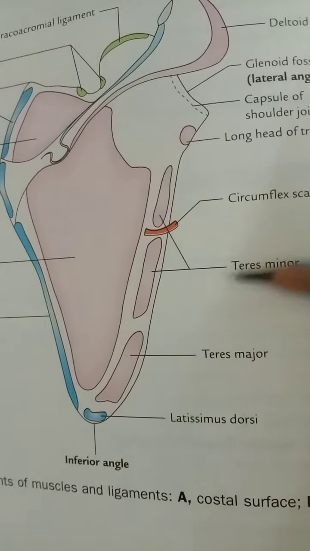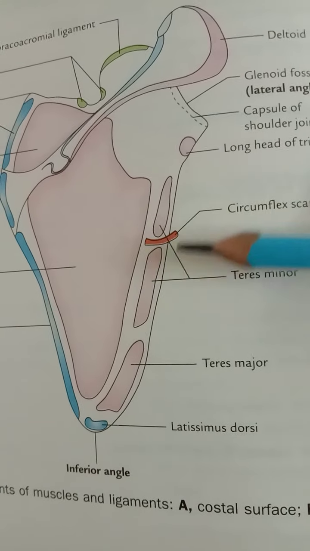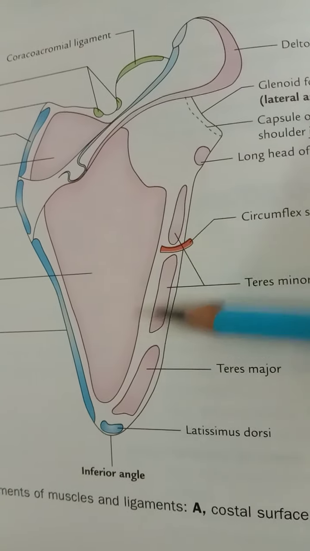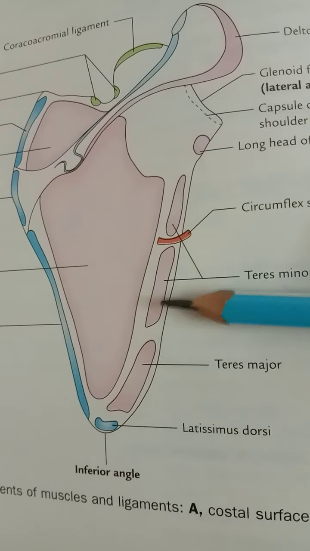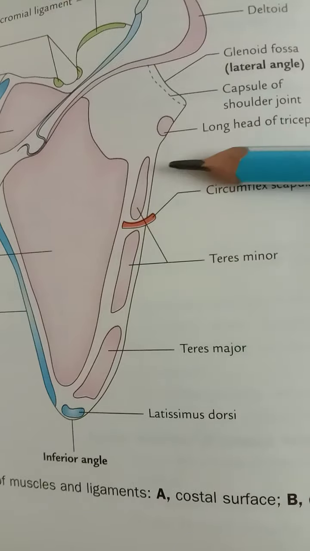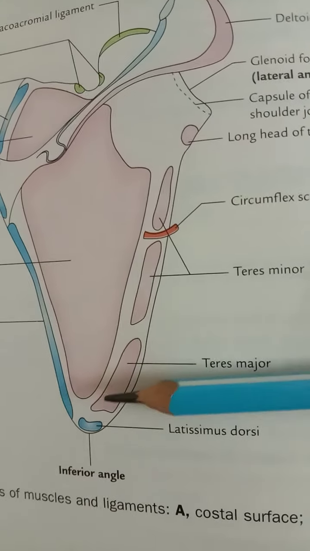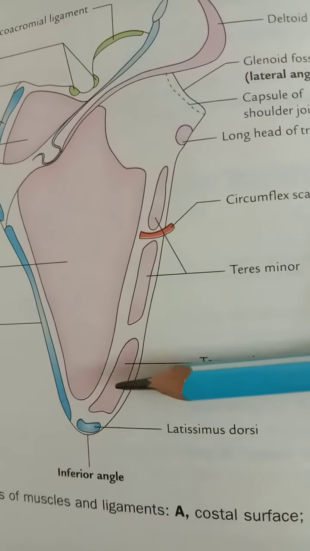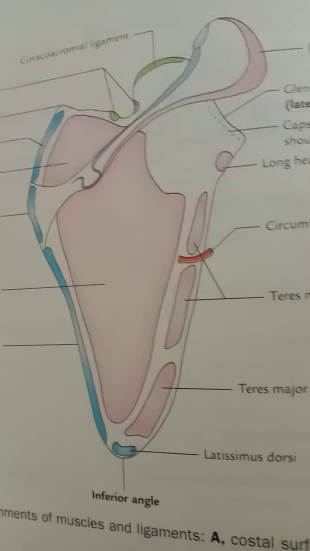Then the teres minor arises from the upper 2/3 of the rough strip on the dorsal surface along the lateral border. So here, on the dorsal surface and on the lateral border, there is the origin of the teres minor muscle. Then the teres major is present at the lower 1/3 of the lateral border of the scapula on the dorsal aspect.